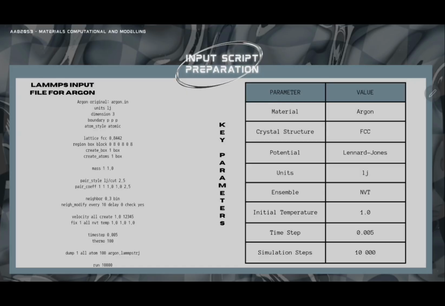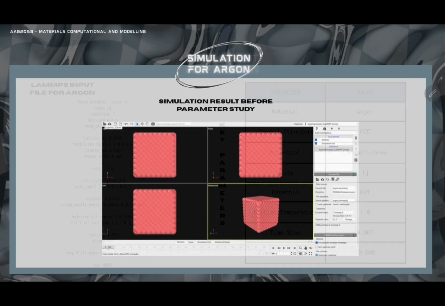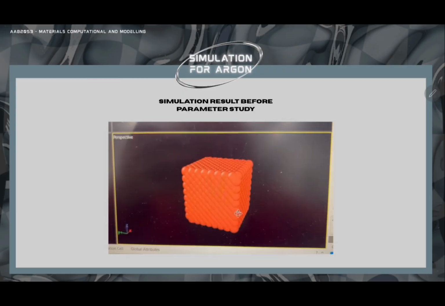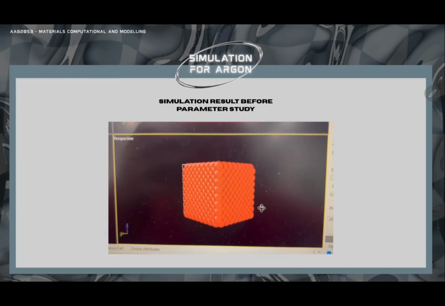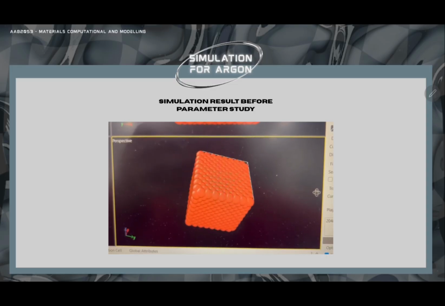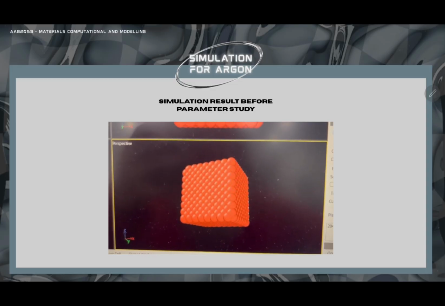Finally, we opened the trajectory file in OVITO to visualize the atomic structure and observe how argon atoms vibrated during the simulation. These images show the original argon simulation at a reduced temperature of 1. The atoms stay arranged in the FCC structure. During the animation, the atoms vibrate around their equilibrium positions. The structure remains stable because the temperature is controlled using the NVT ensemble.